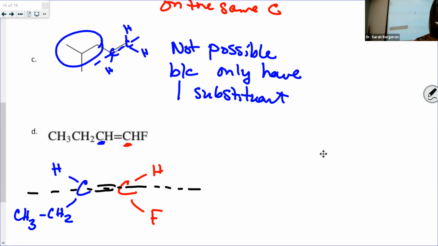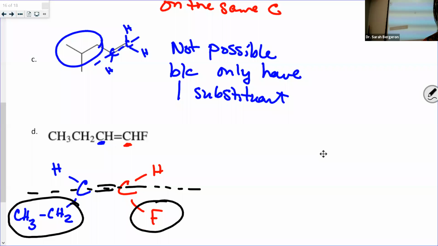Is it a cis or a trans isomer? It's cis because, look, they're on the same side. Hydrogen's not a substituent, but everything else is. So these are on the same side.